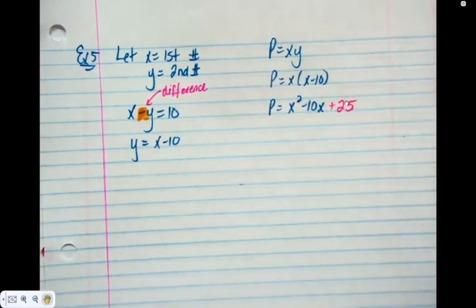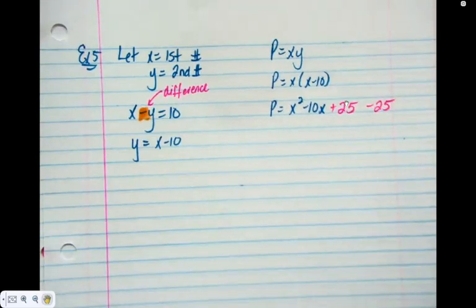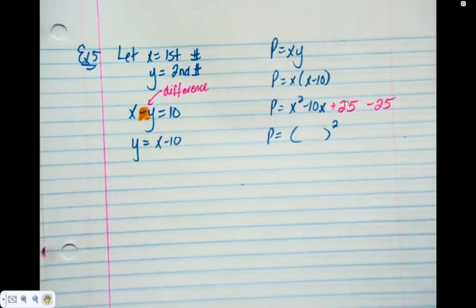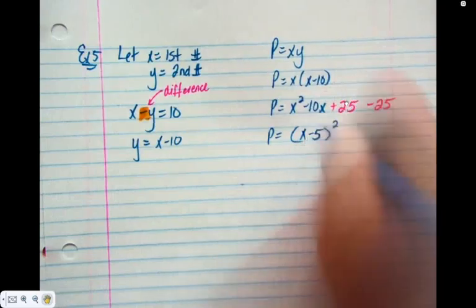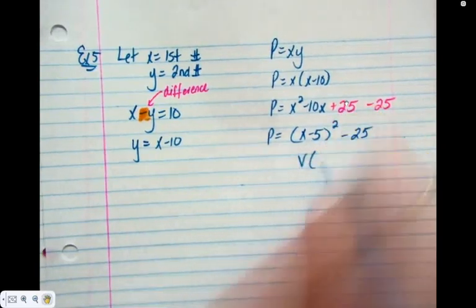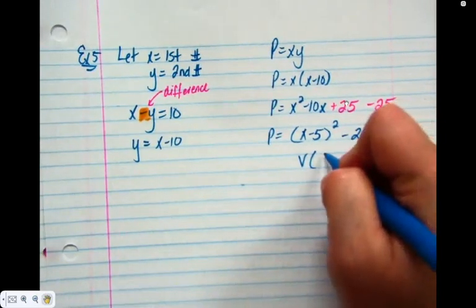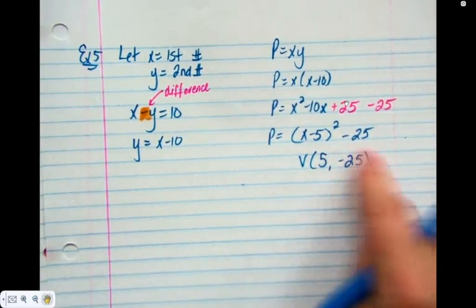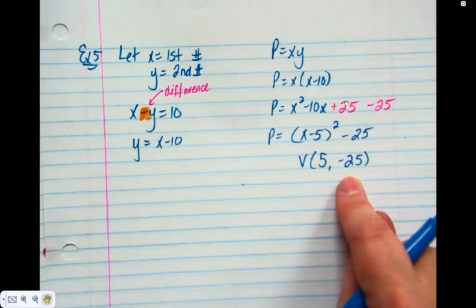Add 25, balance it. Is that okay? This is a negative? Yeah, and we want to be the smallest possible product, so negatives typically are smaller numbers. So not a surprise here.